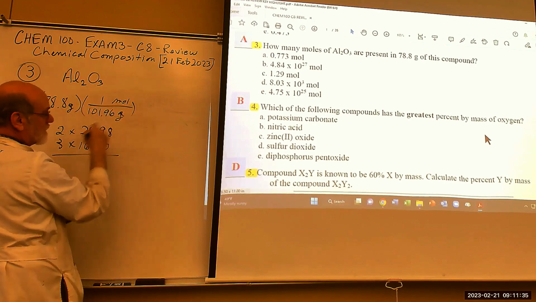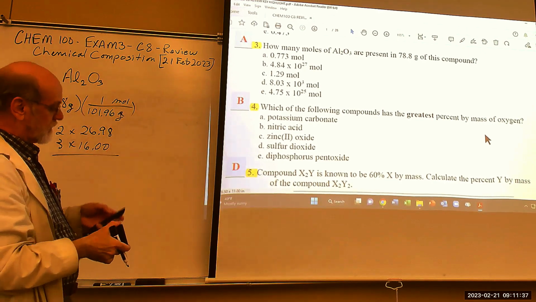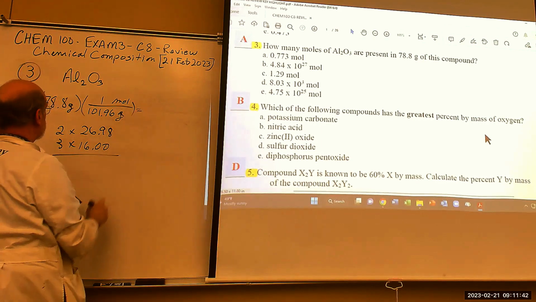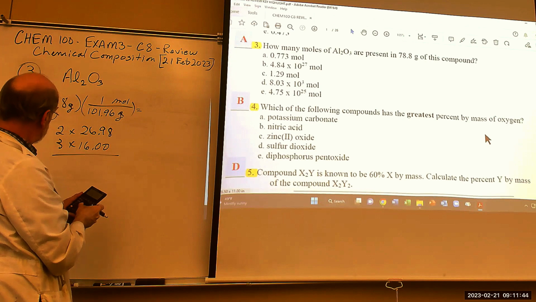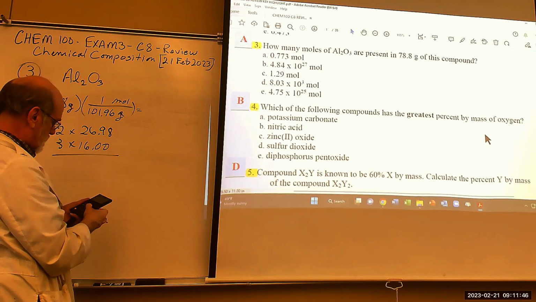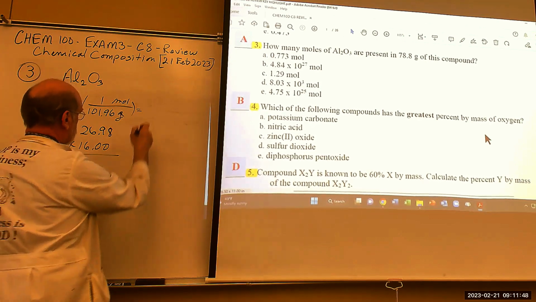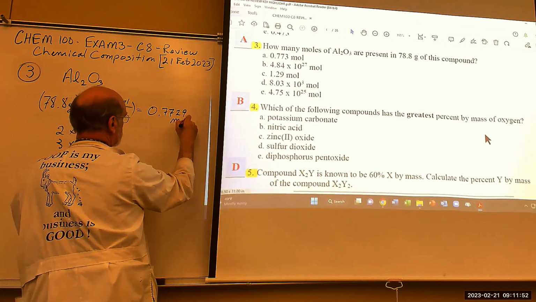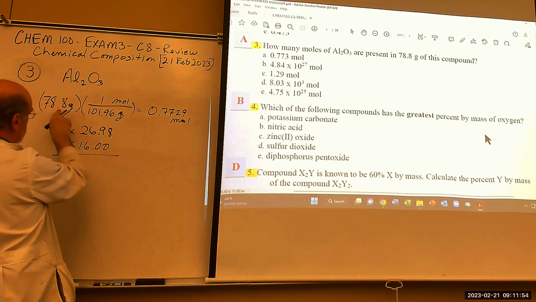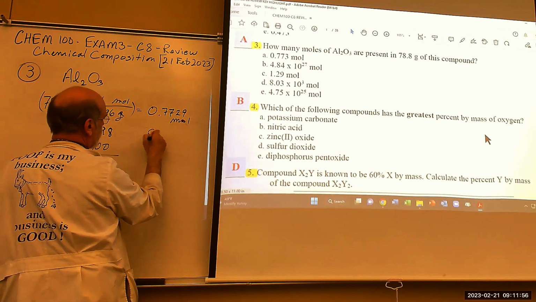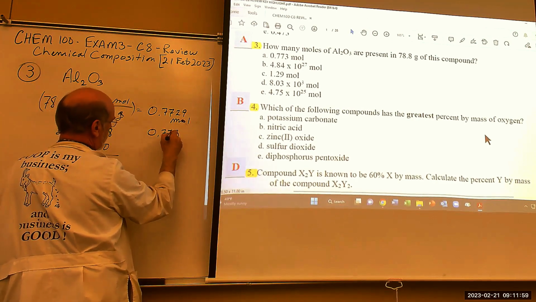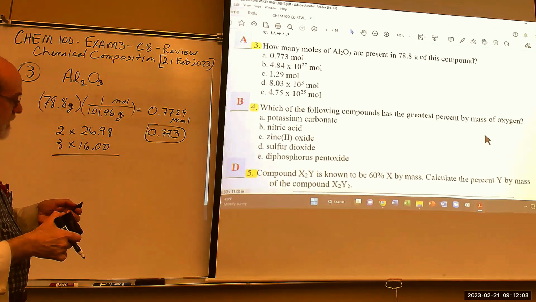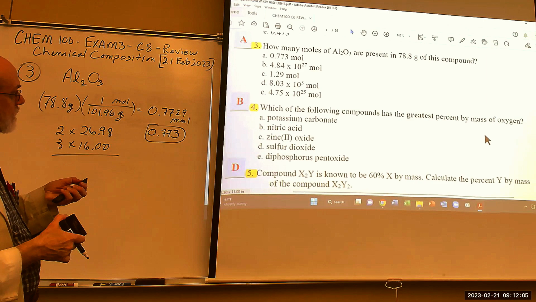Right. So does that answer our question? Yeah, how many moles? So we do the math. 78.8. Divide that into it. 0.7729 moles. 3 significant figures, so I got to round it off. There you go. And that's A.